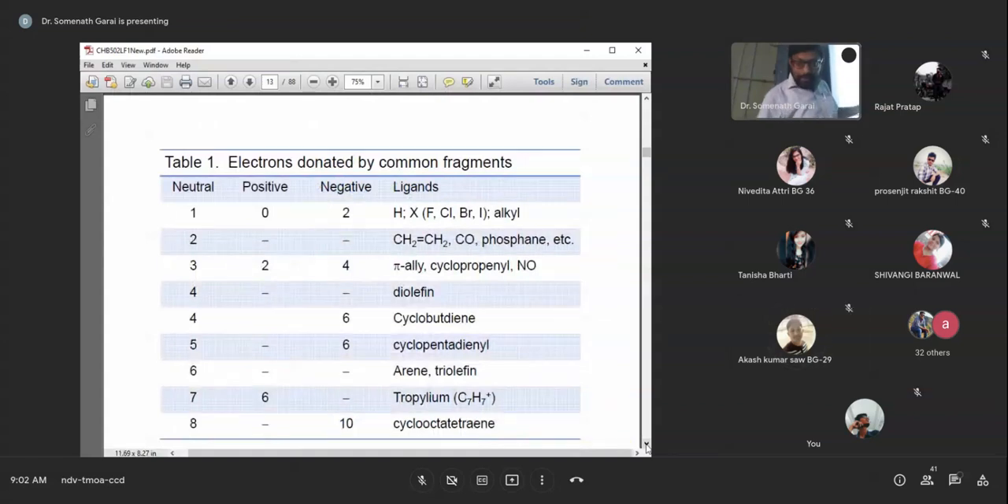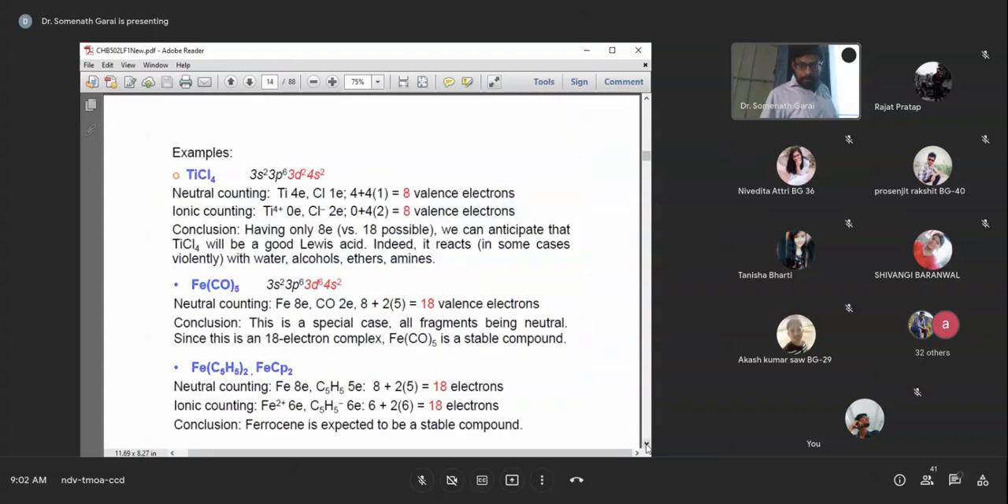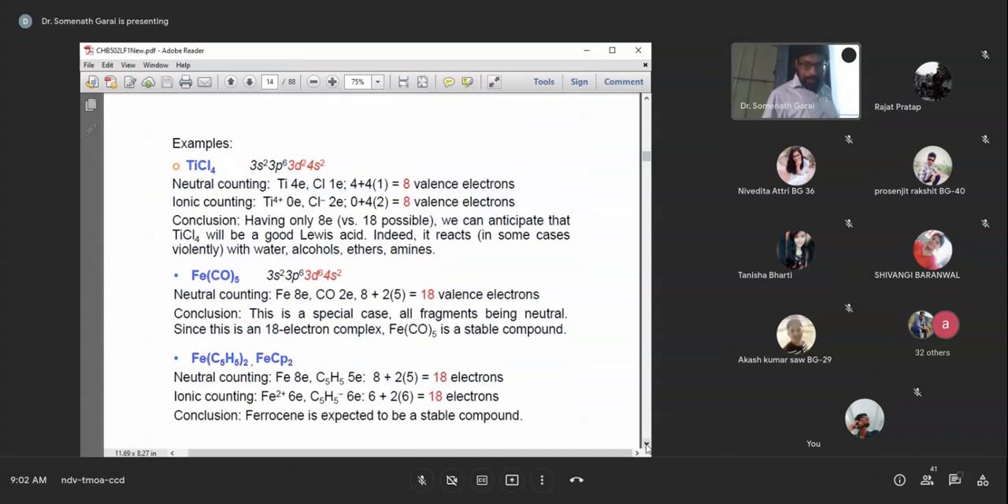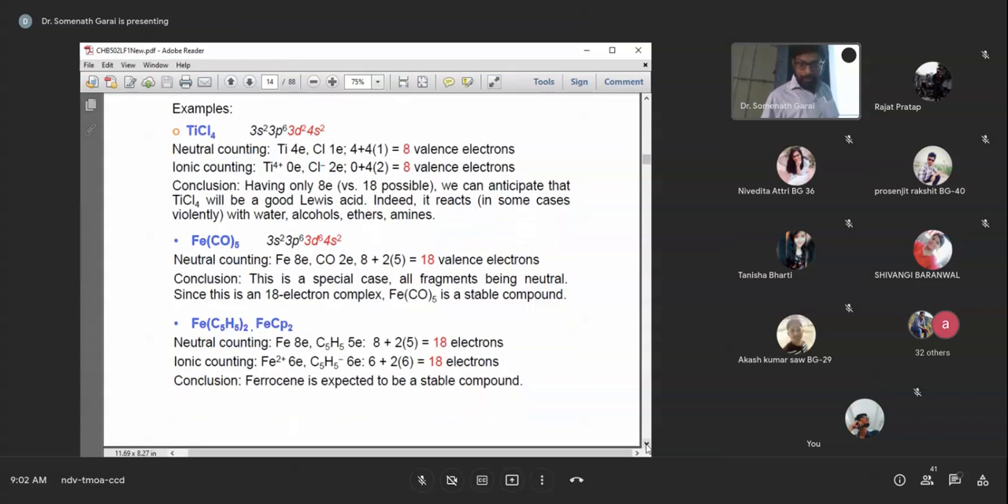So again, as I said, it is very specifically written how many electrons will be donated, all of these things. Then a few more examples are given. These are easy to follow. Follow it from your end.